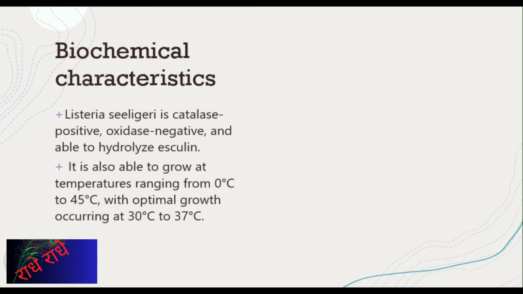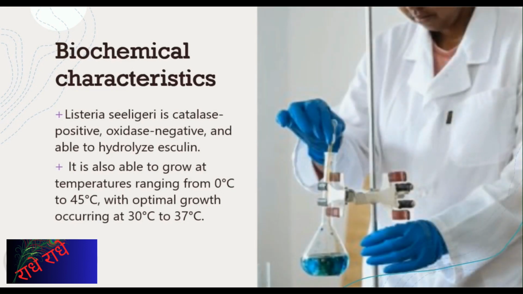Listeria seeligeri is a species of gram-positive bacteria exhibiting biochemical characteristics that make it a viable choice for a variety of applications. It is catalase positive, oxidase negative, and has the capacity to hydrolyze esculin. Moreover, this species is able to grow in temperatures ranging from 0 degrees Celsius to 45 degrees Celsius, with the best rate of development occurring from 30 degrees Celsius to 37 degrees Celsius.